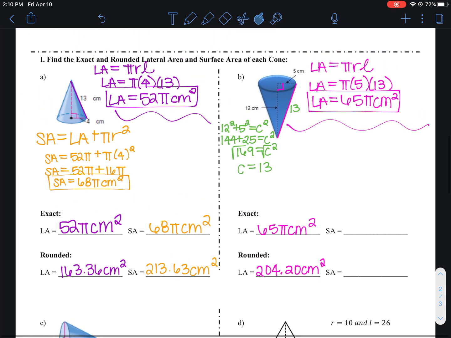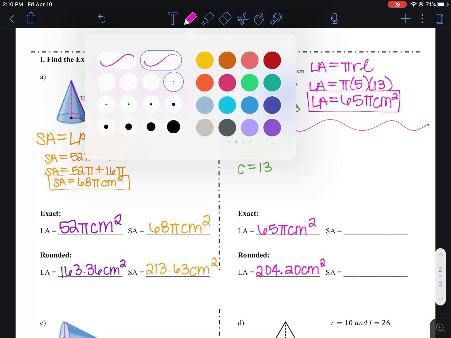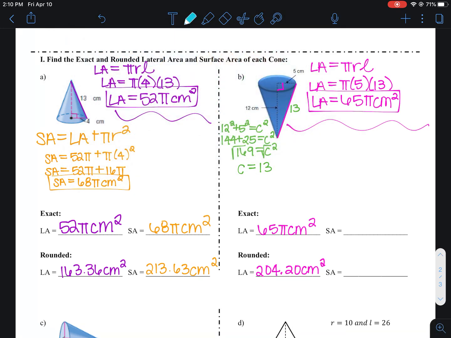Okay, so just that one extra step in this problem of if it doesn't give you the slant height, then you got to do Pythagorean theorem to get it. Okay, Pythagorean theorem is something you guys have been doing for a while now, so hopefully you're okay with that.